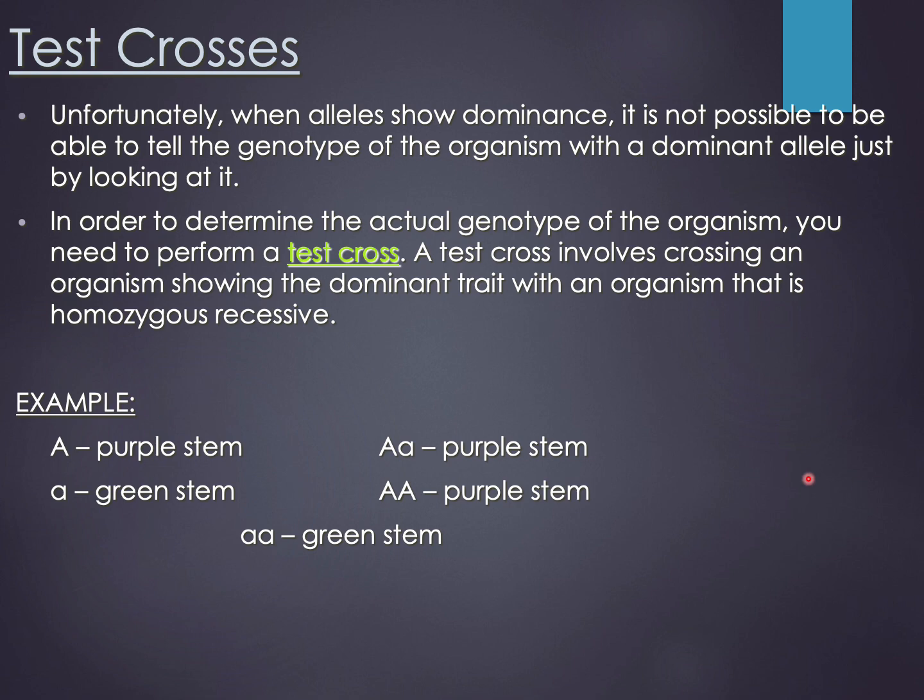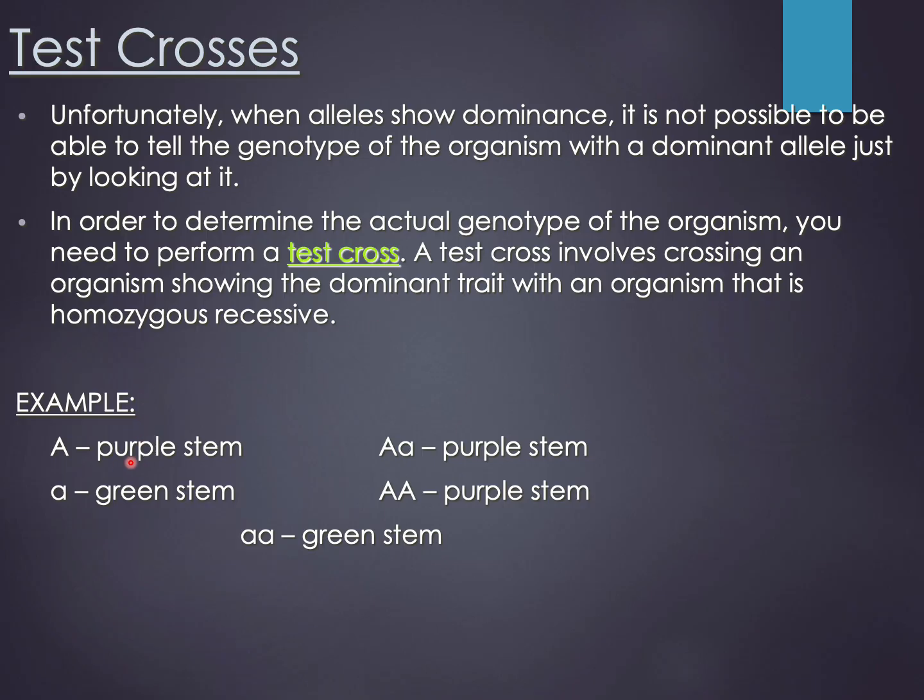Test crosses. Unfortunately, when alleles show dominance, it's not always possible to tell the genotype of the organism with a dominant allele just by looking at it. In order to determine the actual genotype of the organism, you need to do a test cross. A test cross involves crossing an organism showing the dominant trait with an organism that is homozygous recessive. In other words, you're completing your Punnett squares.